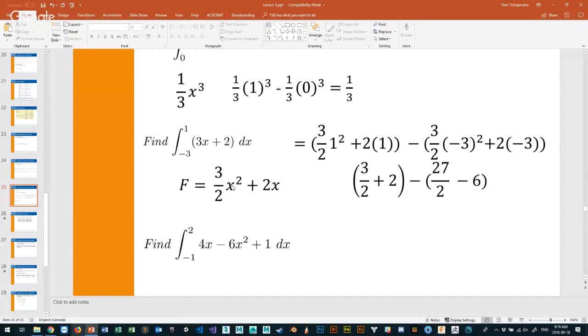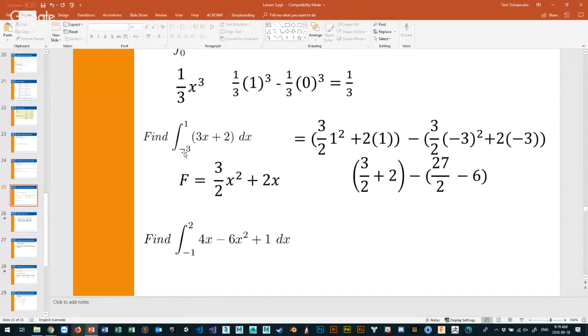Here's another case, right, where we have a 1 and a -3, okay? You do the same thing. So first, you describe what the antiderivative is. So 3x plus 2, right? Notice that there's no c in this case, okay?